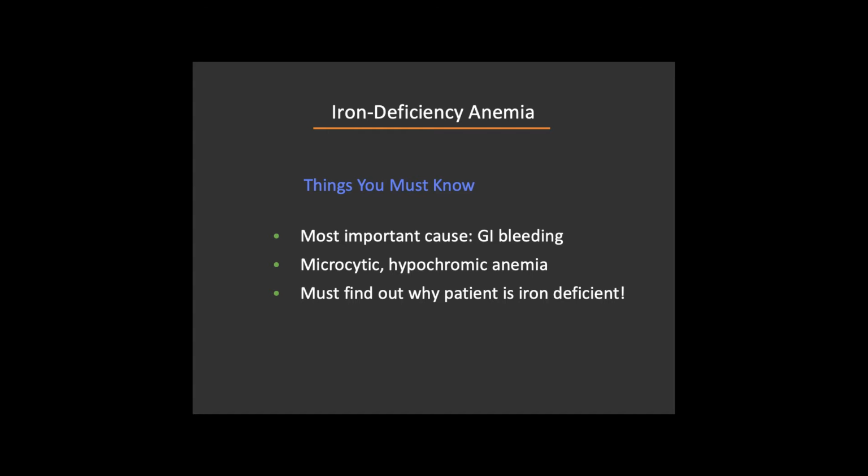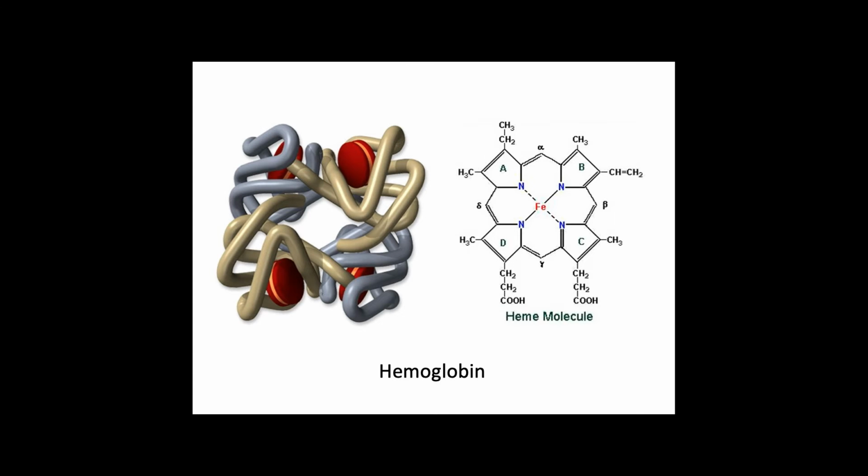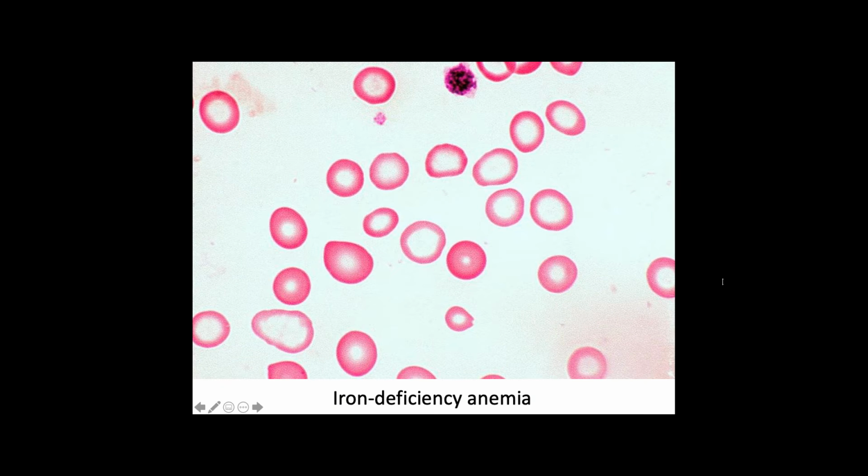And so you have to find out why the patient is iron deficient in order to be able to cure this disease. And again, you know that iron is part of our hemoglobin molecule, and we have iron right here. And without that, oxygen can't bind. And these are red blood cells that are iron deficient, so you can see that they're definitely hypochromic.